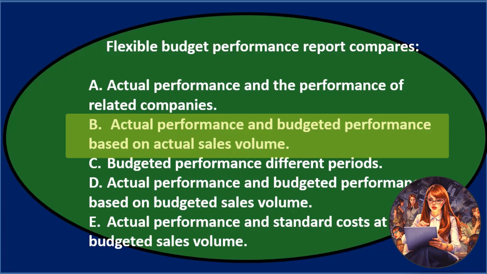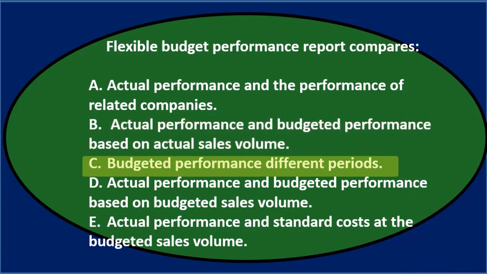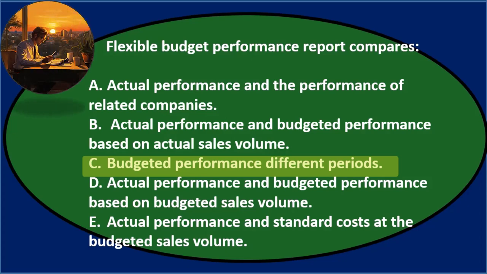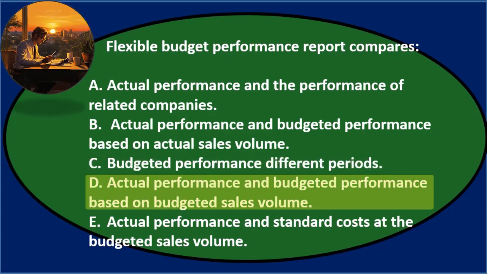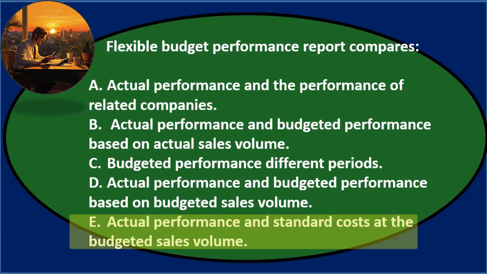First question. Flexible budget performance report compares either A, actual performance and the performance of related companies, B, actual performance and budgeted performance based on actual sales volume, C, budgeted performance different periods, D, actual performance and budgeted performance based on budgeted sales volume, or E, actual performance and standard costs at the budgeted sales volume.